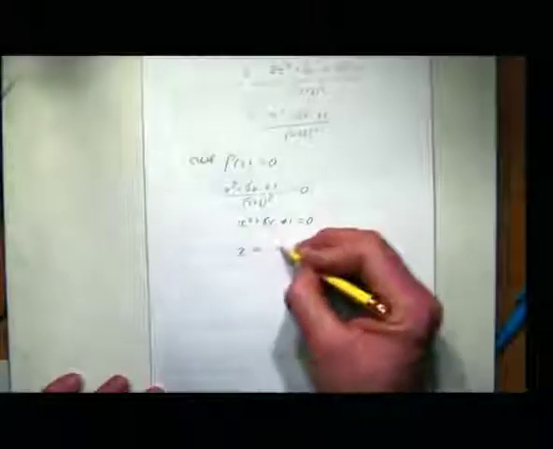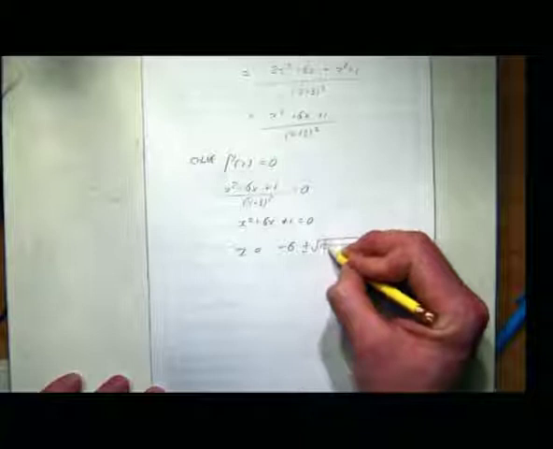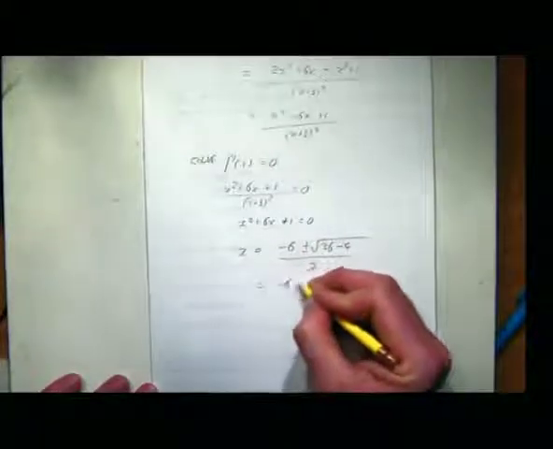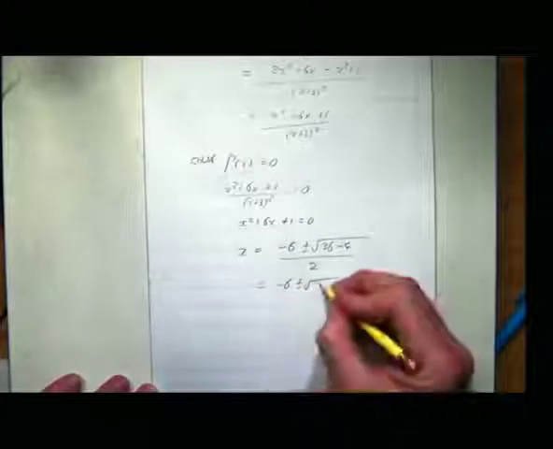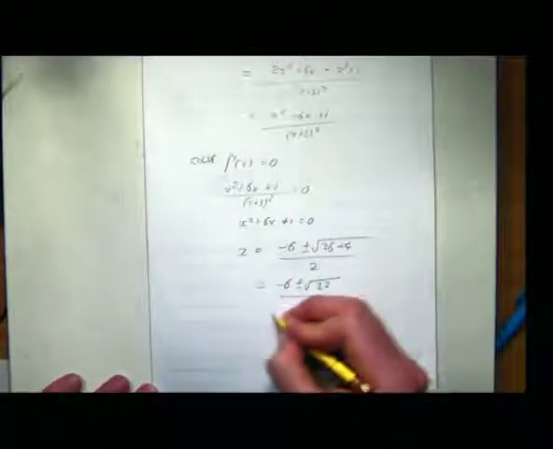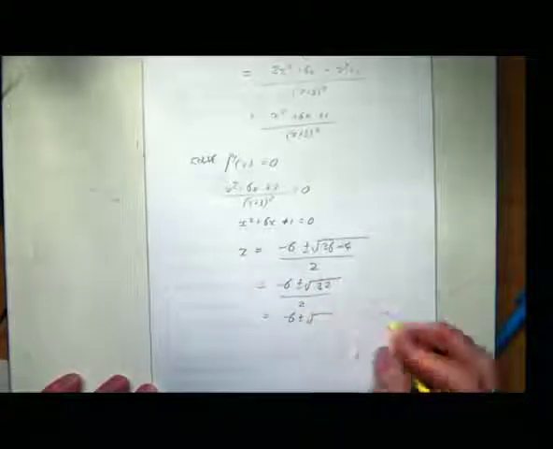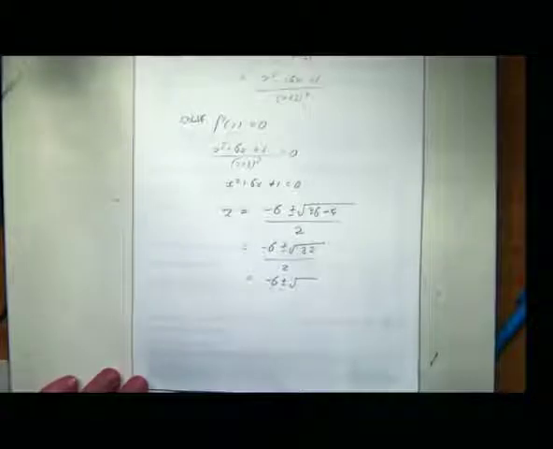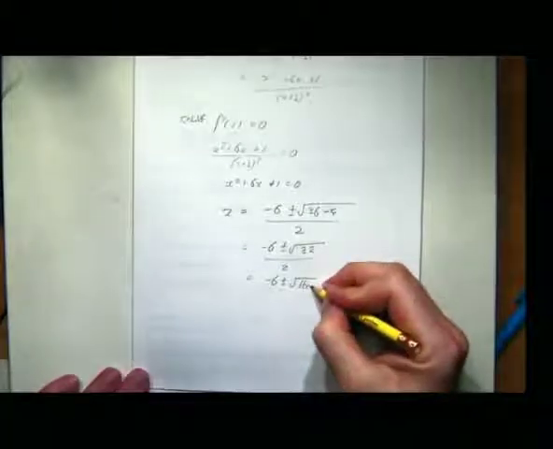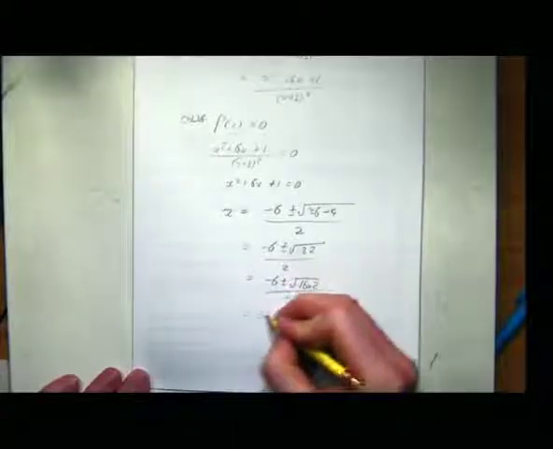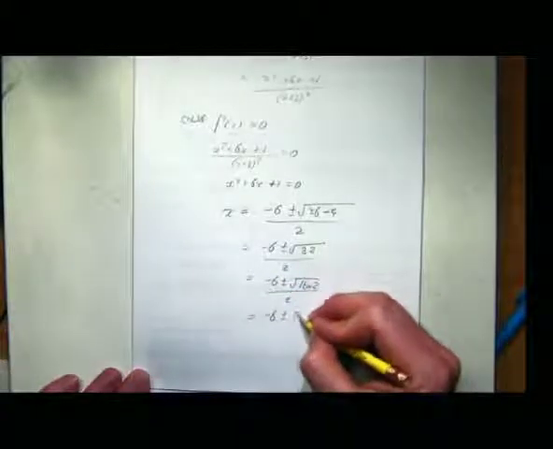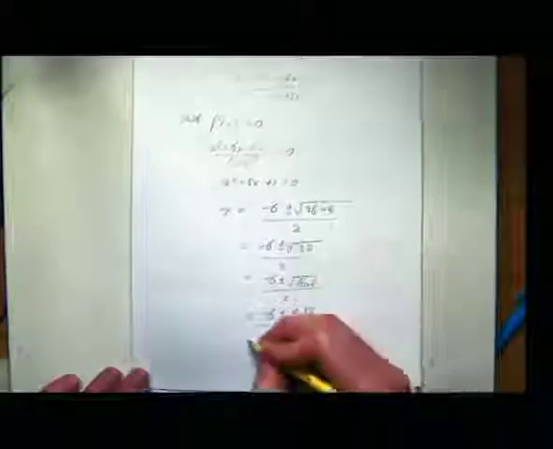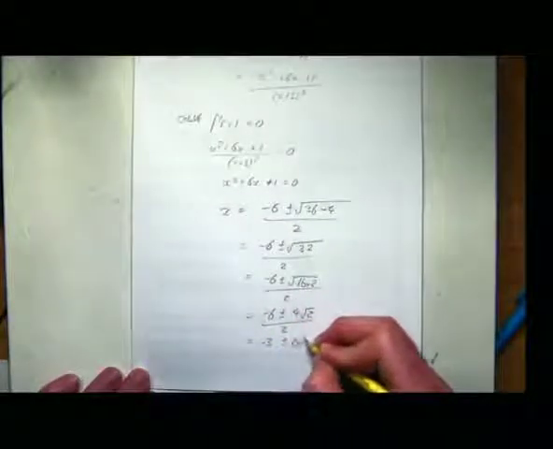So x is equal to minus b plus or minus the square root of b squared minus 4 times a times c, over 2a. Now 32 would be 16 times 2. That's the biggest square, I think, that goes into that. And the square root of 16 is 4. So it looks like we get minus 3 plus or minus 2 root 2. Sweet.